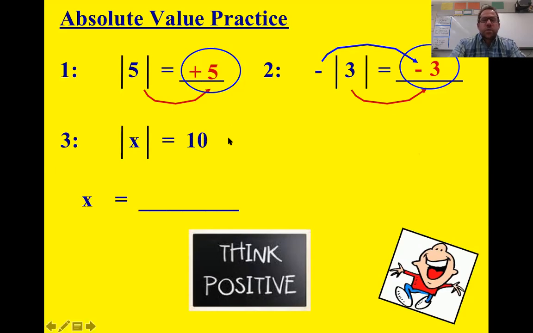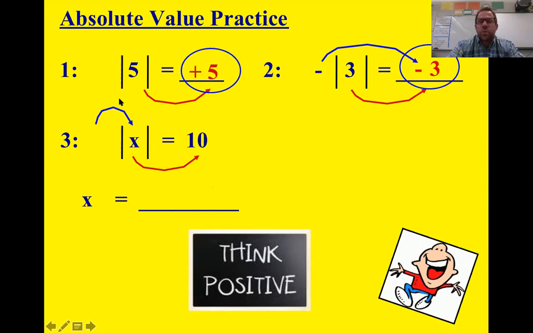All right, so this one's a little trickier here. We have a variable inside, so we don't know what that number is, right? The variable could represent anything. But what we do know is that it came out positive. So we've got to figure out, well, what could have gone in? Think about it for a minute. What could go in and come out being positive 10?